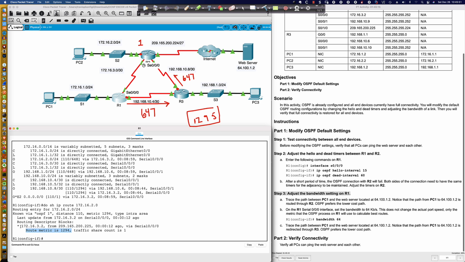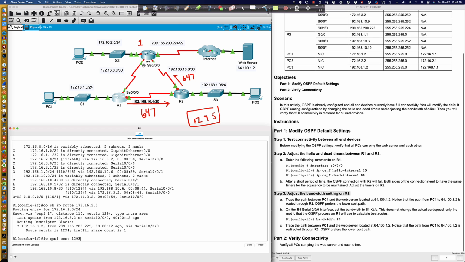And we see that because right here is the next hop IP. That asterisk means that is the next hop. The candidate next hop is 172.16.3.2. That is router 2. And it's because the cost is still less to go straight away router 1 to router 2 than it is to go router 1 to router 3 to router 2. But let's change that right now.